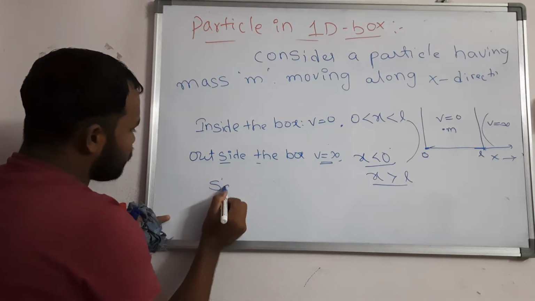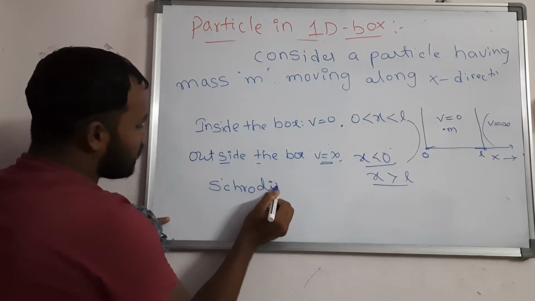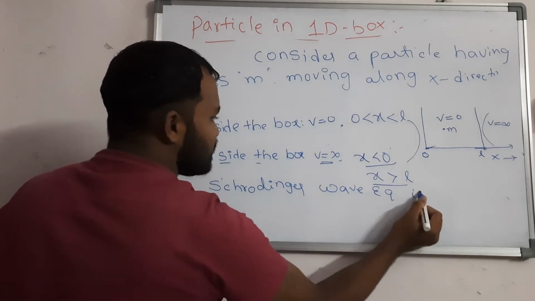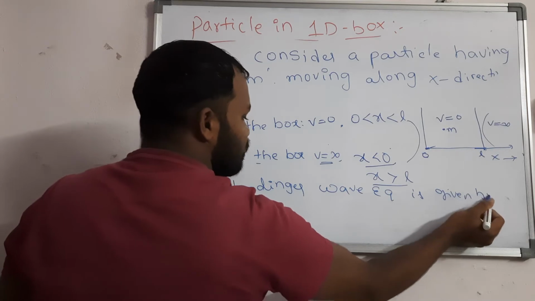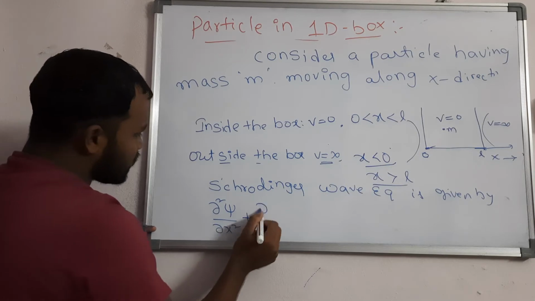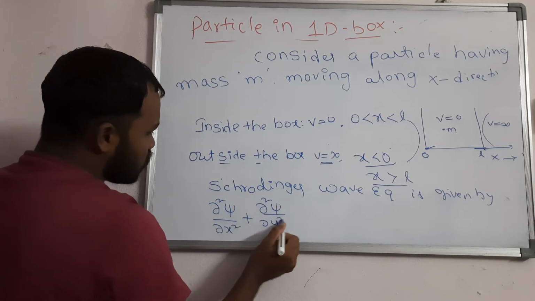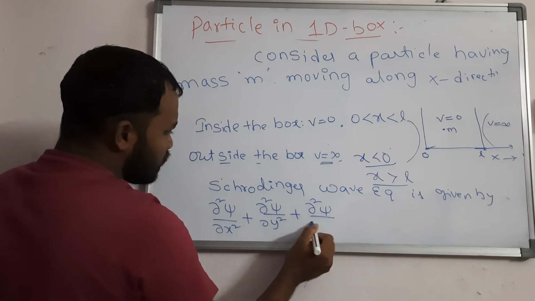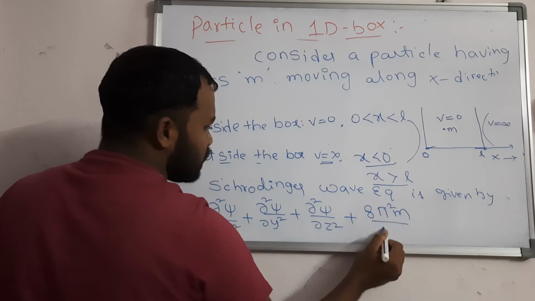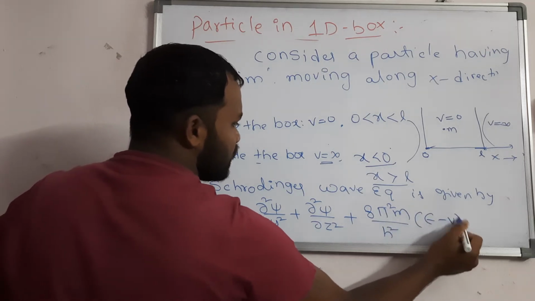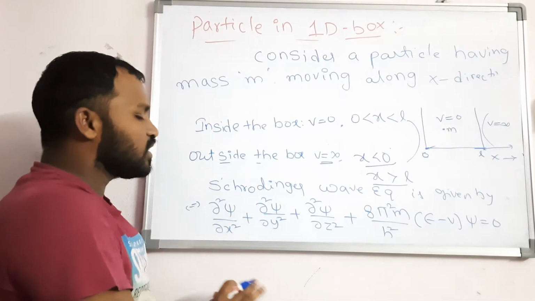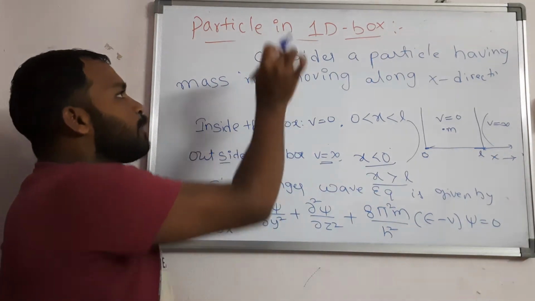The Schrodinger wave equation is given by, and you should know this: dou square psi by dou x square plus dou square psi by dou y square plus dou square psi by dou z square plus 8 pi square m by h square into E minus V into psi is equal to 0. This is the Schrodinger equation. I already told you to learn this equation by heart. This is useful as one of the steps in the 1D box.